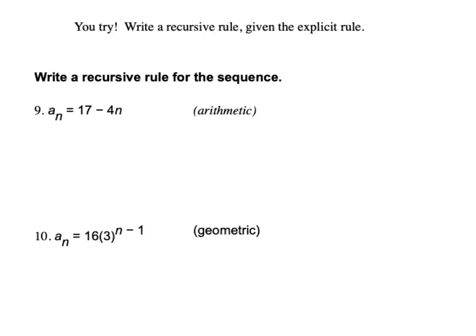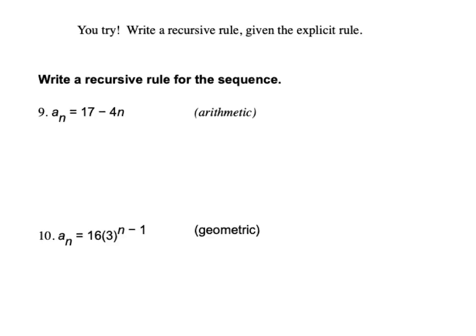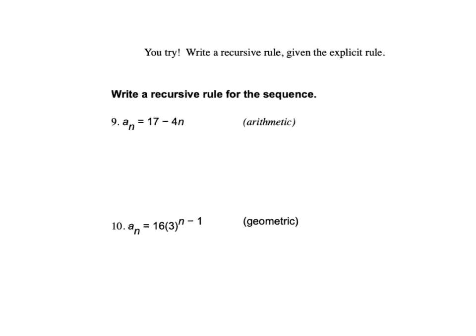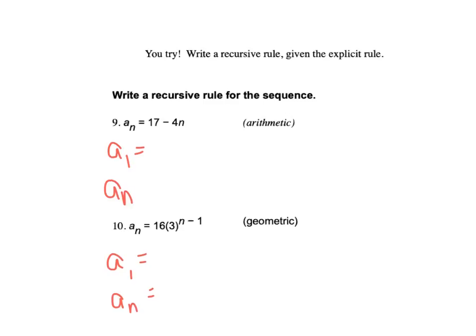Okay, now I want you to try these two. Go back and think about how this one starts out. It starts out as explicit, and you need to write a recursive rule. In order to write a recursive rule, remember you have to define a sub 1, and then you have to write your rule. On the bottom one, it's geometric. Again, you have to define what a sub 1 is, and then write your rule. So you're going to write a recursive rule given the explicit rule.